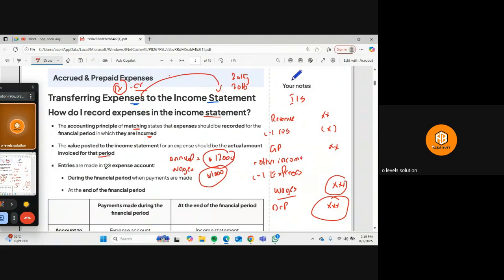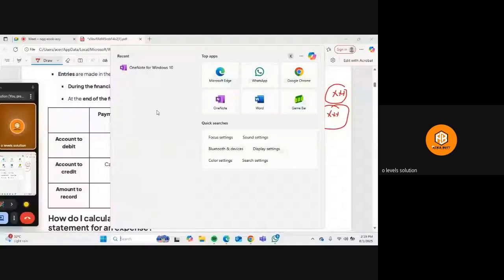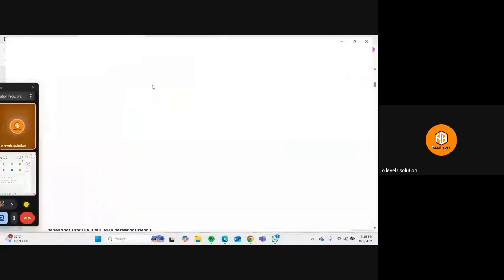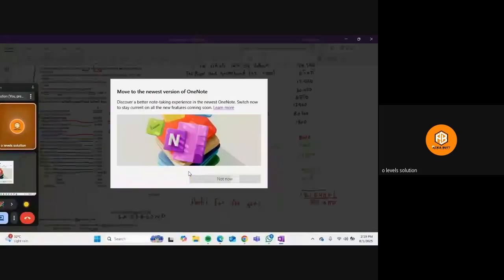So entries are made in the expense account during the financial period when payments are made at the end of the year, so that it will be easier for you. But if you want to read this document, you can read it as well.